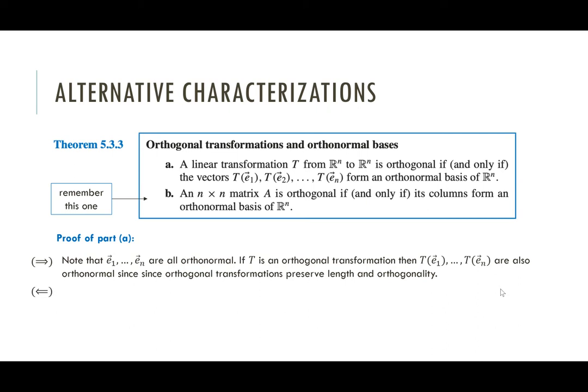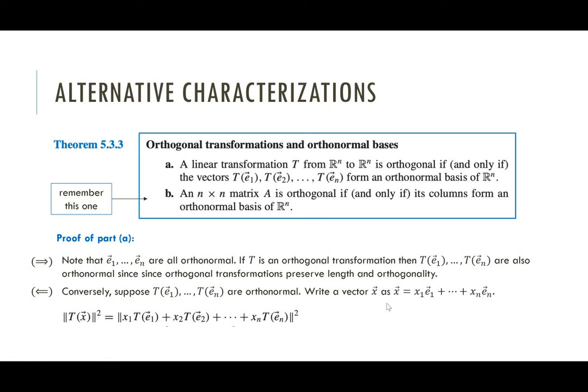So now let's go the other way. If the transformed vectors are orthonormal, then the transformation itself was orthogonal. Okay, so let's start by supposing that the transformed standard basis vectors are orthonormal. And now let's write some random vector x as a linear combination of the standard basis vectors: x1 e1 all the way to xn en.